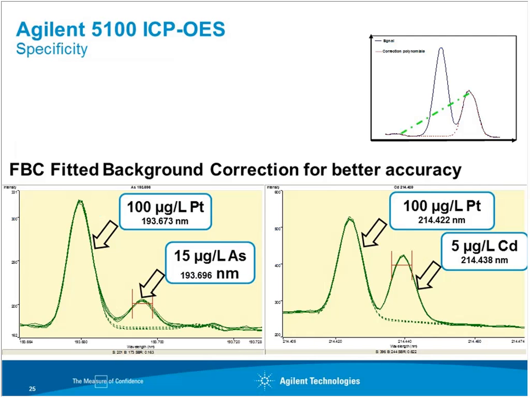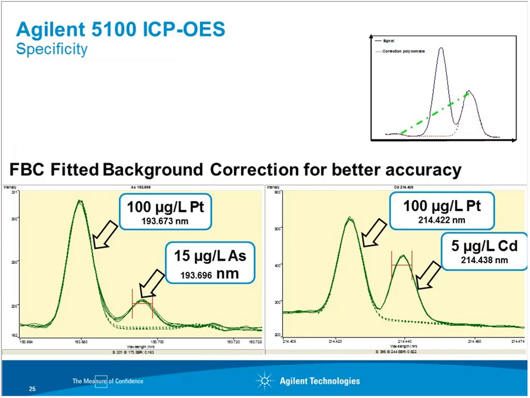And next, we want to talk about specificity. It is important that we're sure that we're getting the right result. One thing that we have on the system is something called fitted background correction. And this is an automatic background correction that's going to dynamically choose the best background correction points for you, regardless of the sample matrix type. So if you have varying drug products or varying components in those drug products, the instrument is automatically going to pick the best background correction points for you.